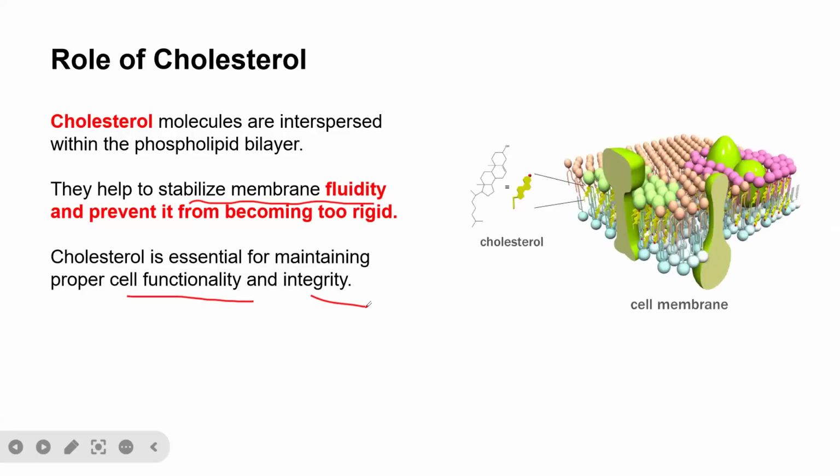So this is how the cholesterol looks. You see, this is the phospholipids. This is the phospholipid head, that is the hydrophilic head, and this is the hydrophobic tail. The cholesterol is found in between the phospholipids, near the hydrophilic heads, and of course around the hydrophobic tails. So this is how the structure of cholesterol looks on the cell membrane.